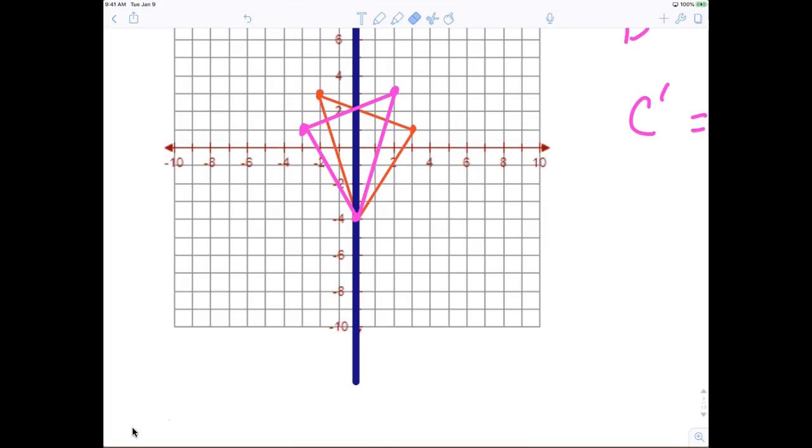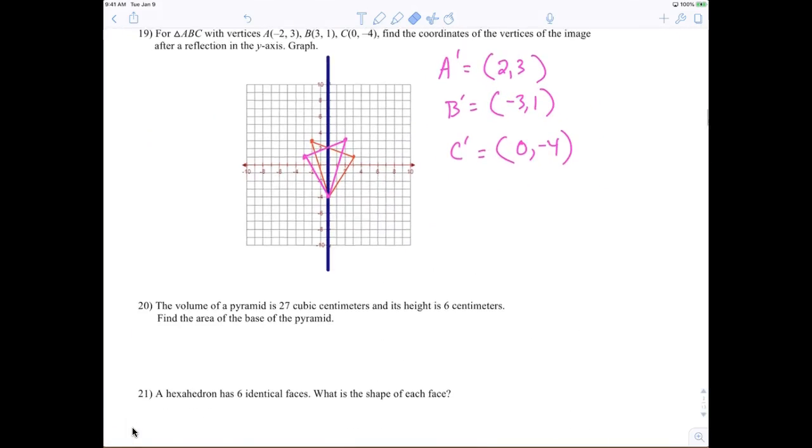Again, a lot of people think reflections and rotations and translations are difficult. They're difficult if you don't have any idea what you're doing. Super easy if you understand. All right? I think reflections, rotations, and translations are very easy. All right, so let's move on.